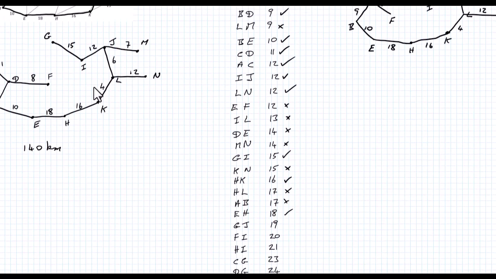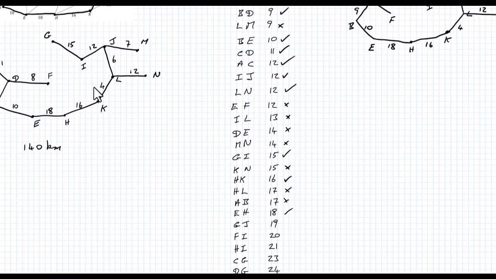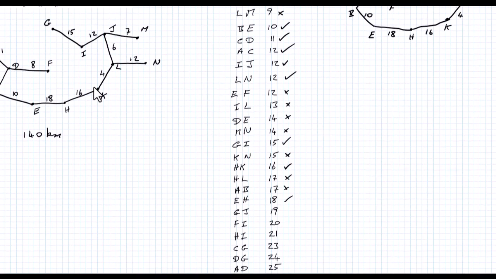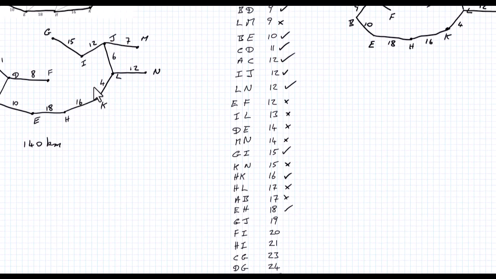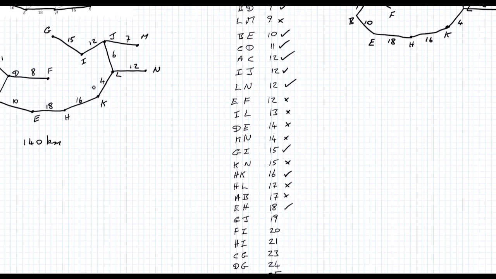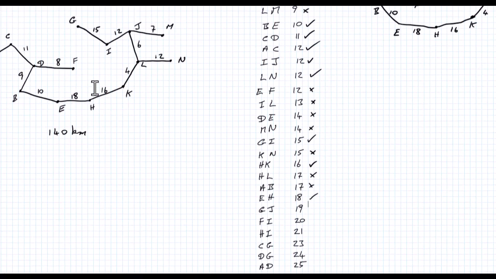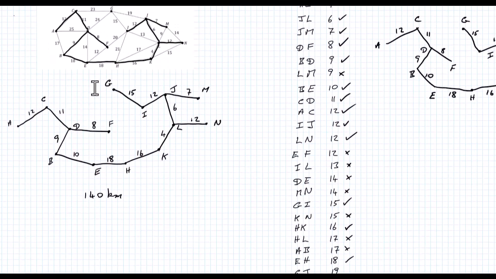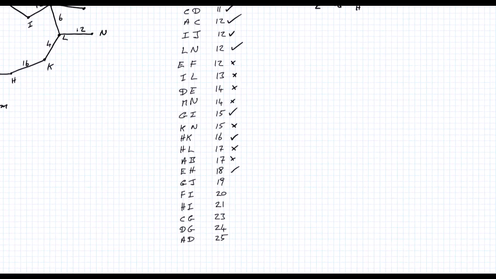G to H is going to cause a cycle. F to I will cause a cycle. H to I will cause a cycle. C to G will cause a cycle. D to G will cause a cycle, and A to D will cause a cycle. So really that's it. So none of these ones here we can actually use.